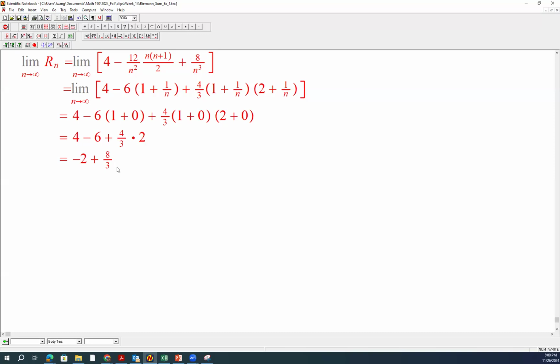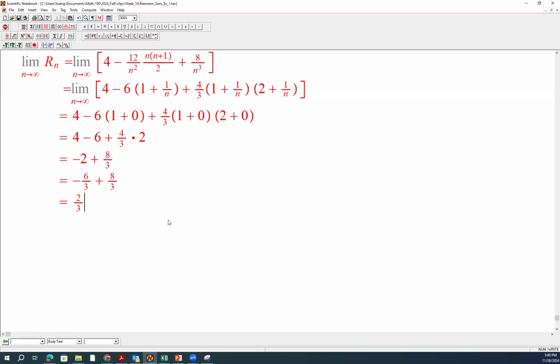All right. And then what do we do? Well, common denominator. So -2 will turn into -6 over 3. Okay, so finally we got -6 plus 8. That's going to be 2/3.